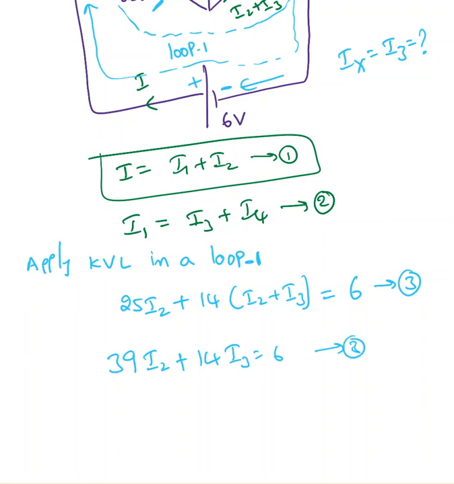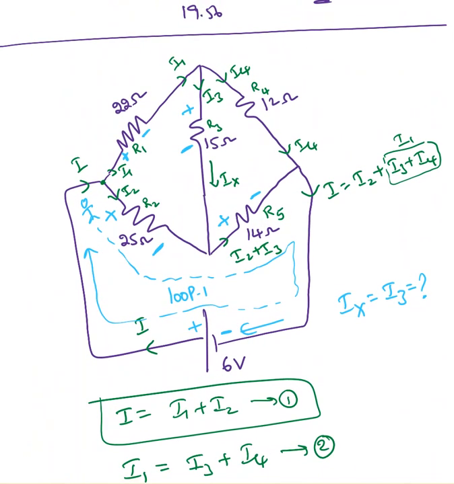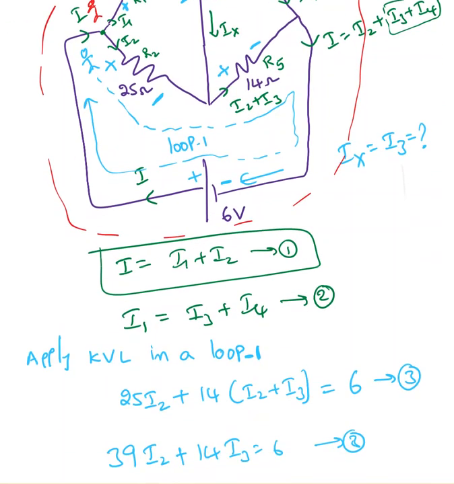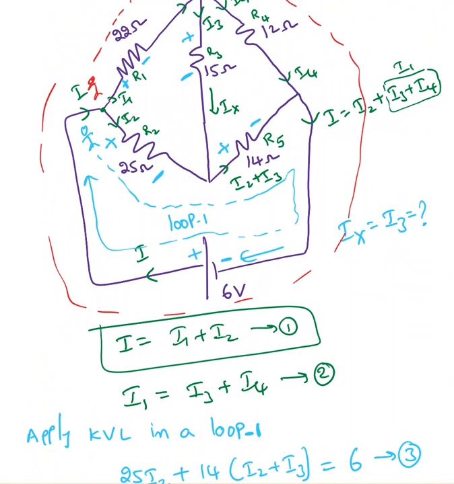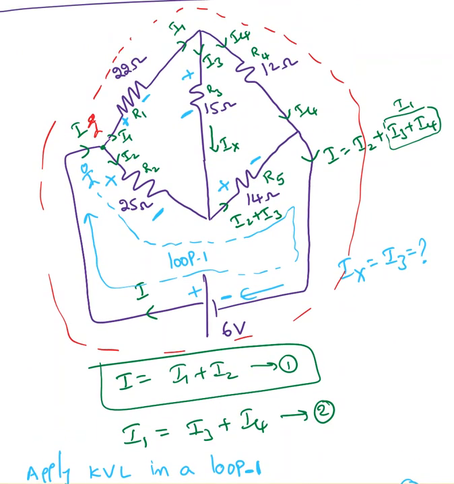Now, as I mentioned, I have 5 unknowns. What are those? I1, I2, I3, I4 and I. So I need 5 equations. So far I have only 3. Another one I'm going to follow in the same way. Let me start from here. I'm going to follow the upper path instead of the lower path. So I'm going to follow this direction. So apply KVL here.